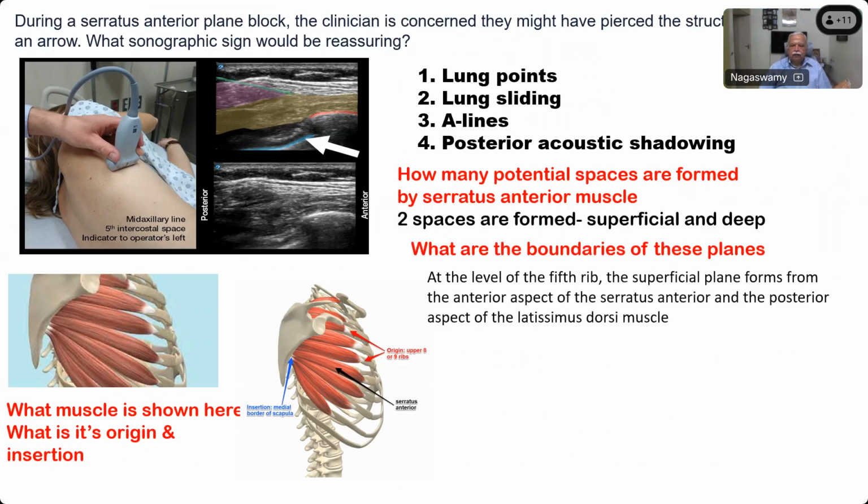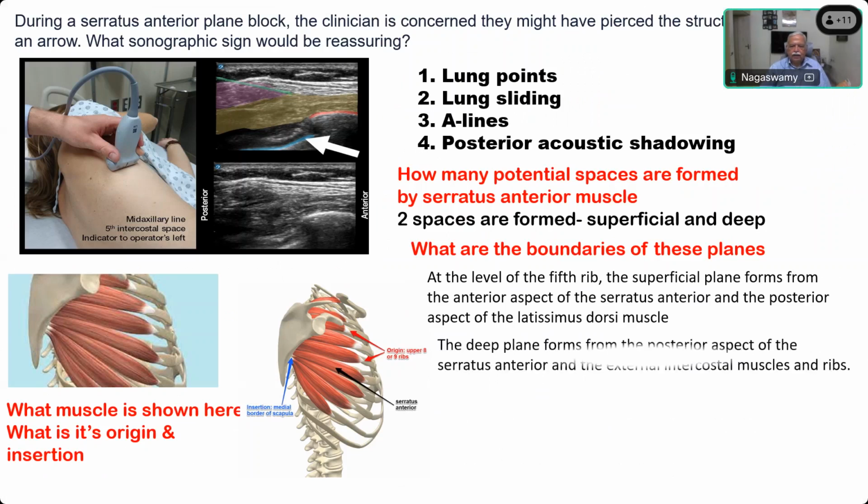At the level of fifth rib, the superficial plane forms from the anterior aspect of serratus anterior and the posterior aspect of latissimus dorsi muscle. That is one plane. The deep plane forms from the posterior aspect of the serratus anterior and the external intercostal muscles and ribs. So there are 2 spaces only. The superficial is between the latissimus dorsi and the serratus anterior. The deep is between intercostal and serratus anterior.